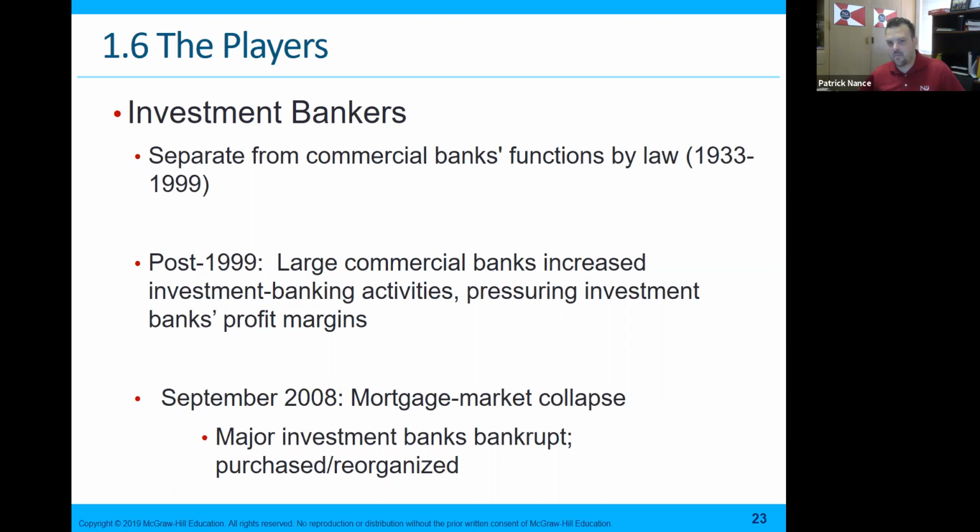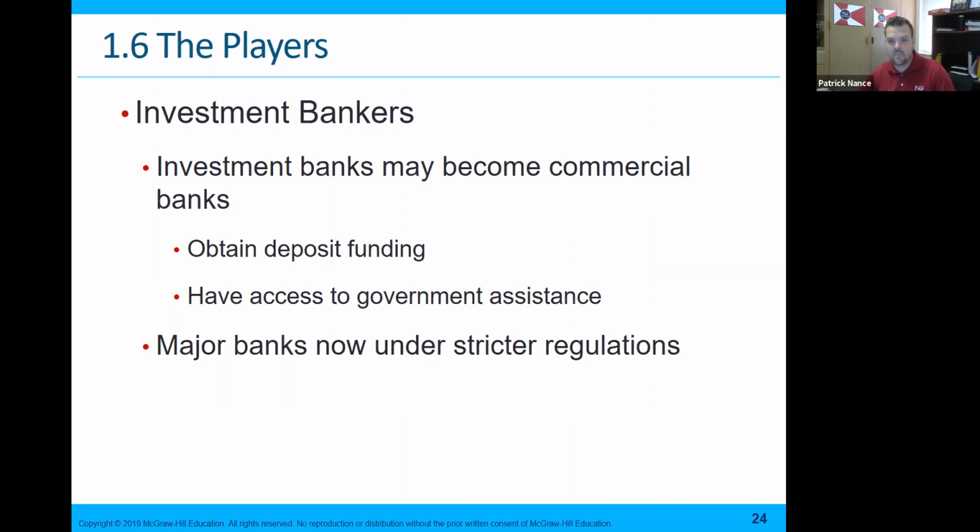Investment bankers were separate from commercial bank functions by law up until 1999. Post 1999, large commercial banks increased investment banking activities. In September 2008, the mortgage market collapsed. We had a recession, and there were major investment banks that went bankrupt and were purchased and reorganized. There was a lot of shifting after the financial crisis that occurred in 2008. We're going to talk about that a little bit more in detail.